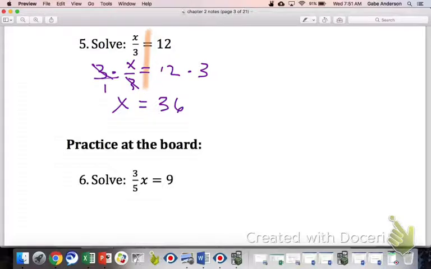Any questions? So these have all been one-step equations. We're going to go to the board now and do some practicing at the board, okay? So let's head back up to the board. We'll do number 6. See how you do with this one. Ready, set.